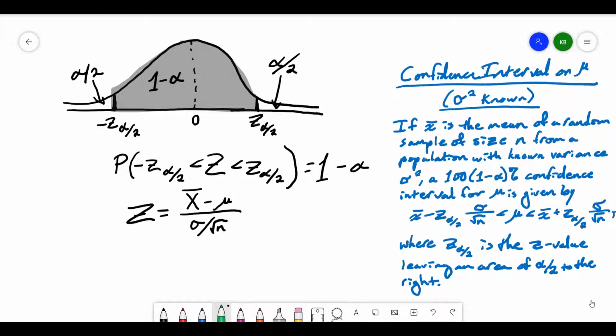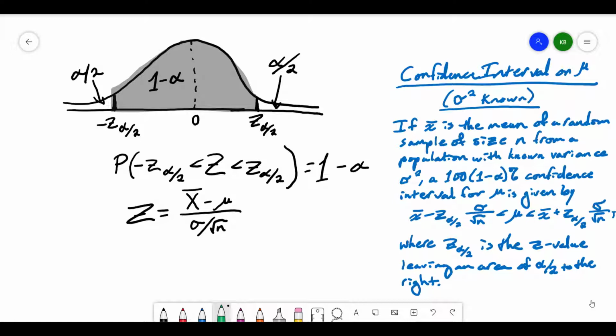Now, this is equivalent to saying I want to find the z value where the area to the left of it is alpha divided by 2. I'm going to denote that as negative z sub alpha divided by 2. And to find the z value, that'll be the positive version of that, where the area to the right will be alpha divided by 2. So if I put the two areas that are not included together, I'll have alpha divided by 2 times 2, or just alpha. And that'll be the part that I'm subtracting from 1.